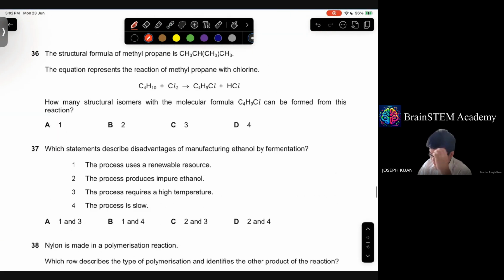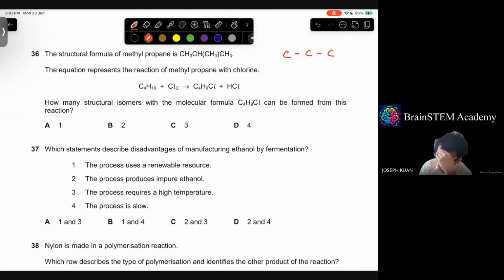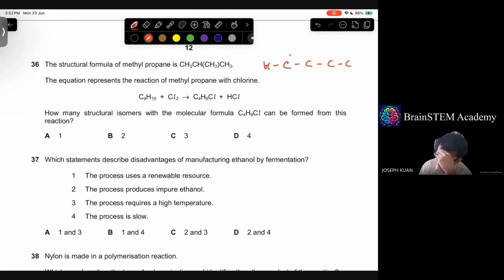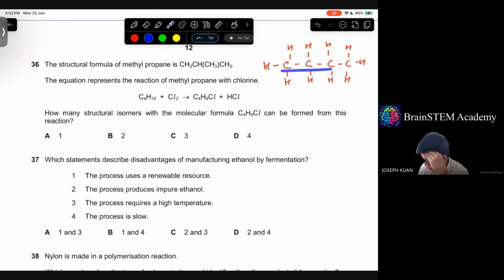Question 36. The structural formula of methylpropane is as follows. The equation represents the reaction of methylpropane with chlorine. How many structural isomers with the molecular formula C4H9Cl can be formed from this reaction? Okay, so first let's just try to draw a butane. So butane is an alkane, which means it's saturated. All carbon-carbon bonds are single, and it has 10 hydrogen atoms.